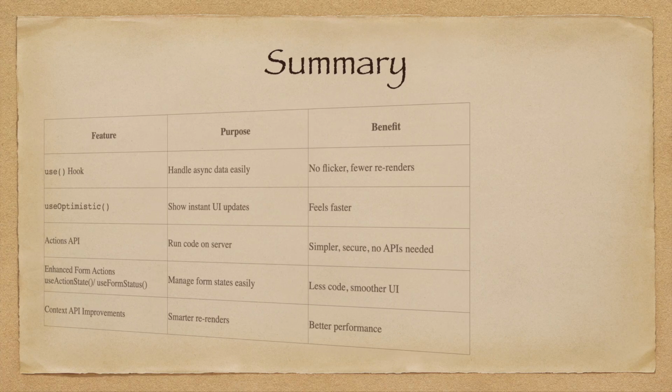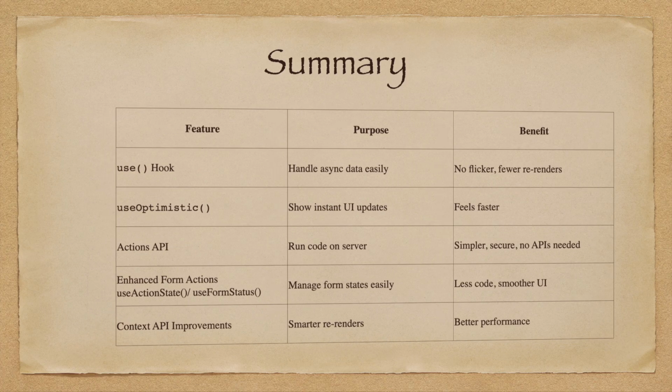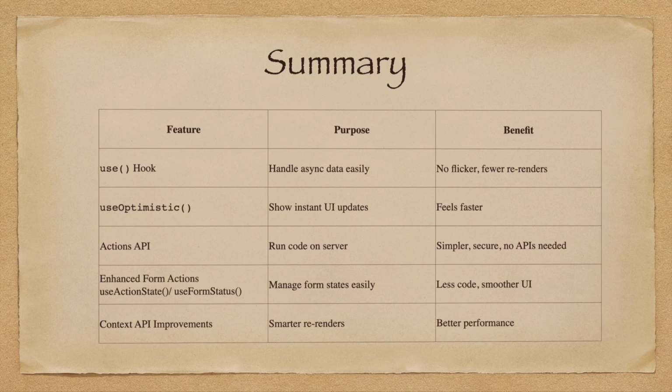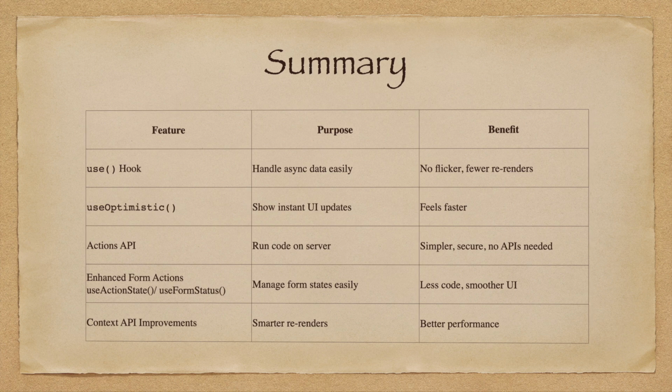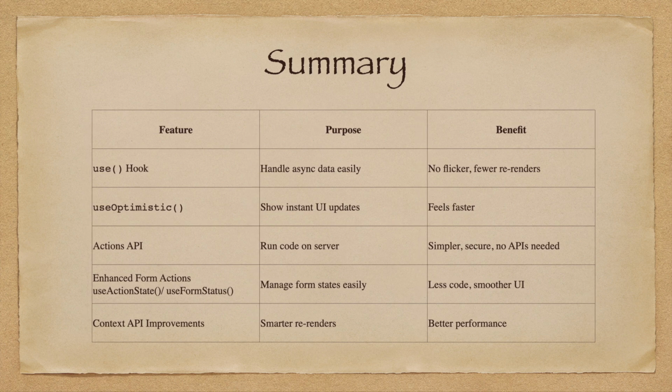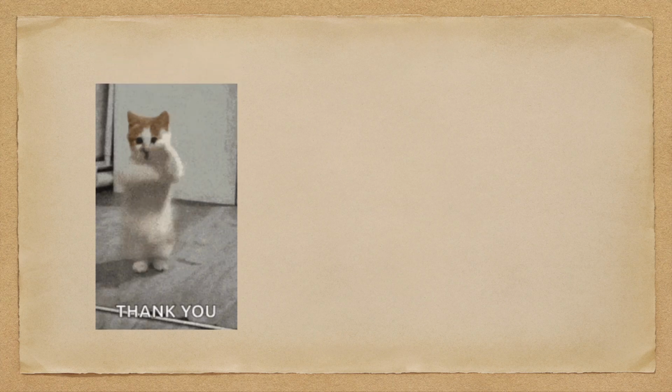Let's quickly recap what we learned. The use hook handles async data easily. No flicker. Fewer re-renders. useOptimistic shows instant UI updates. Feels faster. Actions API runs code on the server. Simpler, secure, no APIs needed. Enhanced form actions manage form states easily. Less code, smoother UI. Context API improvements: smarter re-renders, better performance. So, that's everything about React 19.